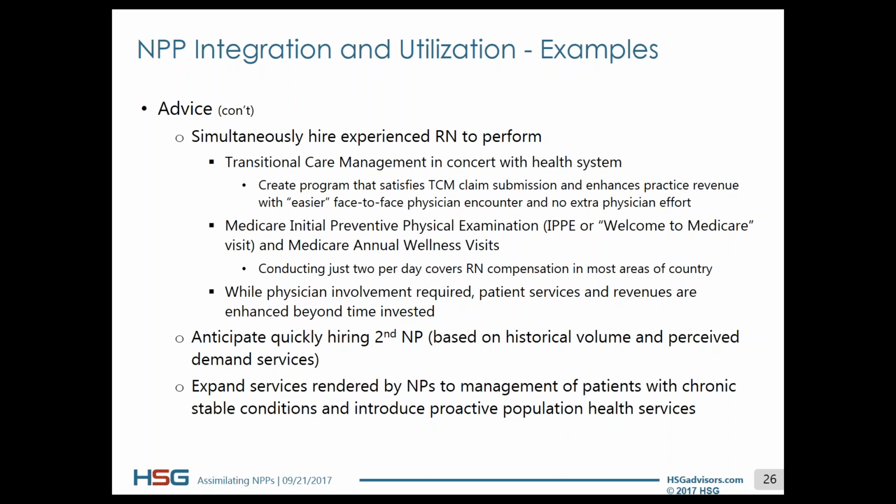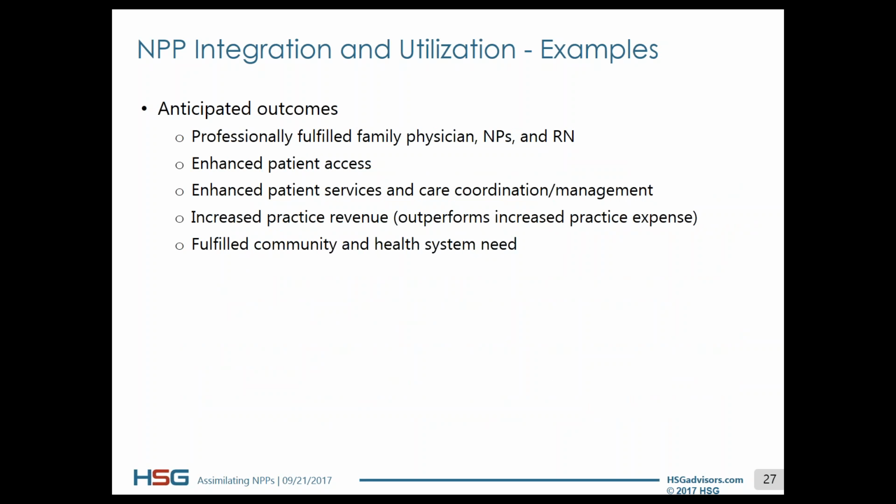Just like the cardiology example, we anticipated quickly hiring a second NP based on the historical volume and perceived demand for services, but we didn't want to jump into that until we knew what the impact of the first NP and the care management piece had on the practice. And then allowing both NPs to expand their services into managing patients with chronic stable conditions, and maybe someday getting into proactive population health services. So this was going along very well.